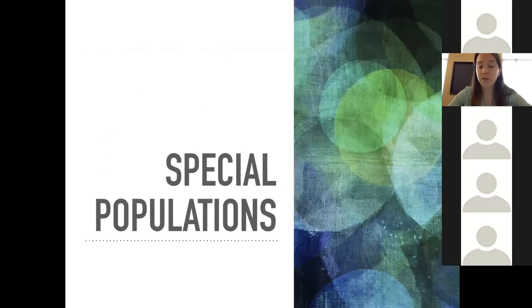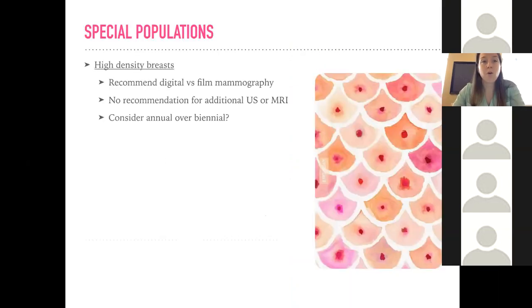So just a couple details about, we talked about these people who fall into the high, intermediate, and average risk categories, but then there are a few different special populations we might want to think about. So for high density breasts, I think we spoke about this a little bit earlier, but for patients who come in worried about their breast density, if they've been notified about that, it's just important to emphasize there is no recommendation at this time for additional ultrasound or MRI if they are still not a high risk individual.